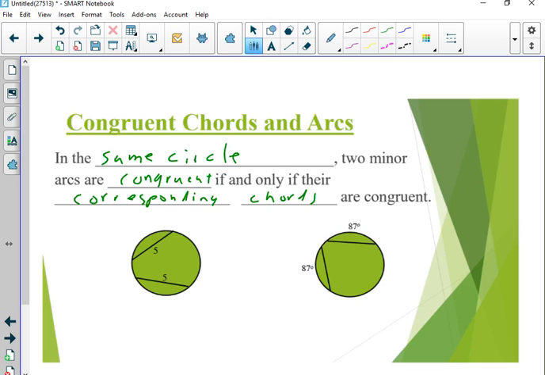5 and 5 are the same. Therefore, this arc length and this arc length are the same. And over here, since we have the same arc measure, right here at 87 degrees, we know that these two chords are congruent.